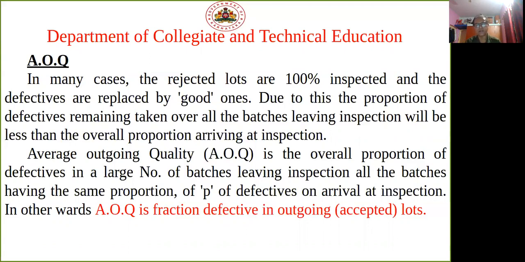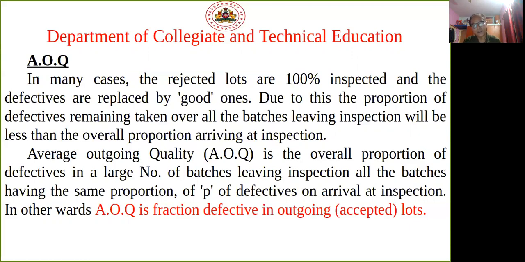Say, for example, once again I'll give the example: 100 items in the lot, and 5 items have been selected. Say C equals 2, an agreement between the customer and the producer, up to 2. If there are 0 defectives in the lot, he is going to accept it. If there is 1 defective, he is going to accept it. If there are 2 defectives also, he is going to accept it. But if there are 3 defectives, he is going to reject the lot.